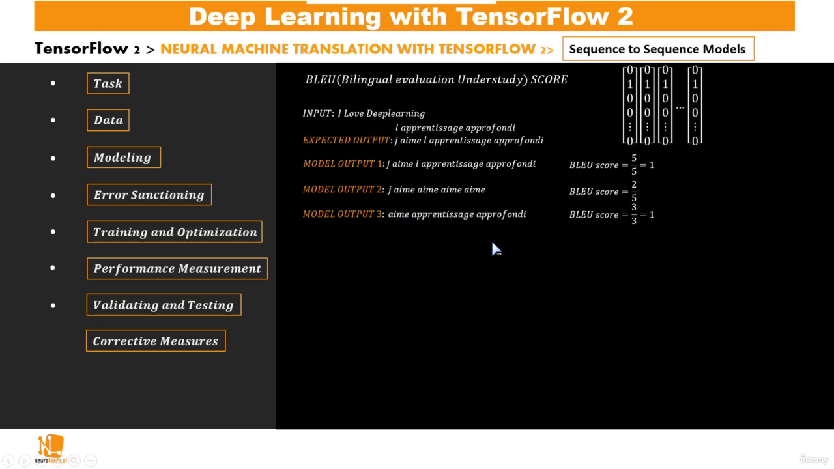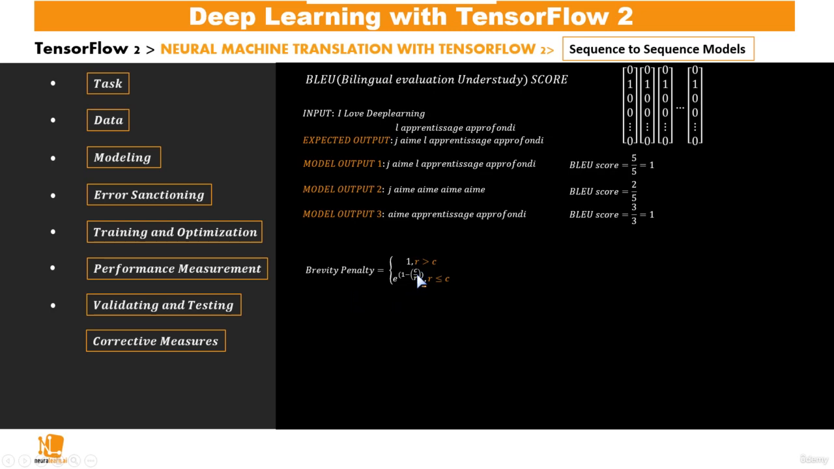So what we could do is to penalize model outputs which are shorter than the longer model outputs, and to do this we use the brevity penalty. Now how does this work?